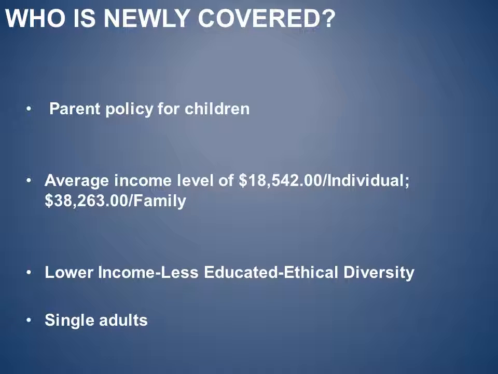Those that are newly covered by the ACA are young adults between the ages of 19 to 25 that are eligible to be covered under their parents' policy, and adults between the ages of 19 to 64 with an income less than 133% below the federal poverty level. Also covered are those that have a lower income, are less educated, and the more ethnically diverse patient populations. On average, single adults with a median age of approximately 33 are those that are greatly covered.